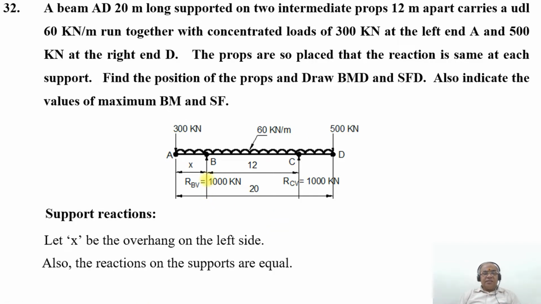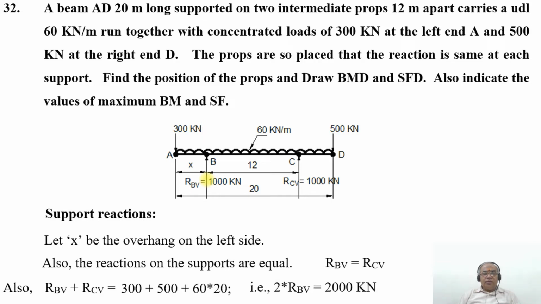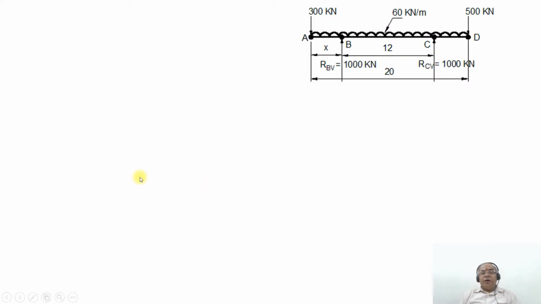The reactions of the supports are equal, therefore RBV will be equal to RCV. Also RBV plus RCV will be equal to 60 into 20 plus 300 plus 500. On simplification, 2 into RBV will be equal to 2000. Therefore RBV equals RCV, which is equal to 1000 kilonewton.